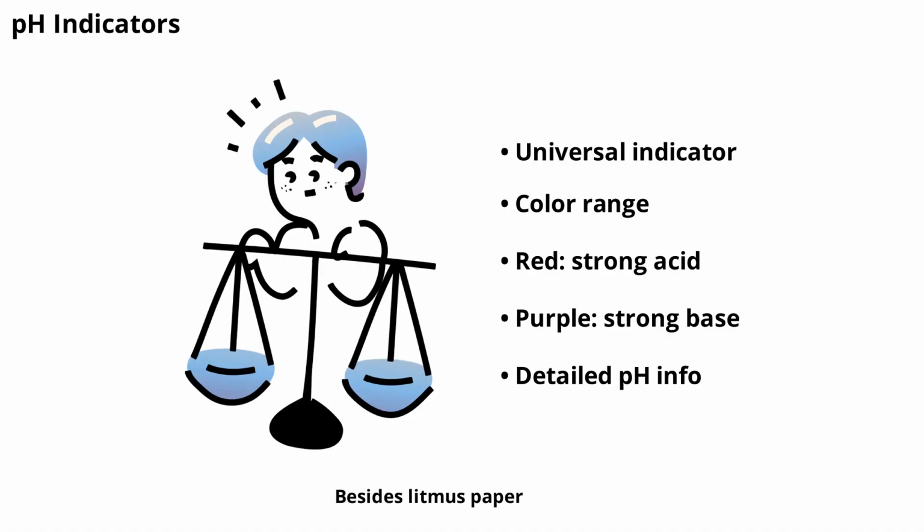Besides litmus paper, there are other indicators that change color at different pH levels. Universal indicator is a mixture of dyes that shows a range of colors across the pH scale, from red for strong acids to purple for strong bases. These indicators are useful for getting a more detailed idea of a solution's pH, especially in educational settings and simple experiments.